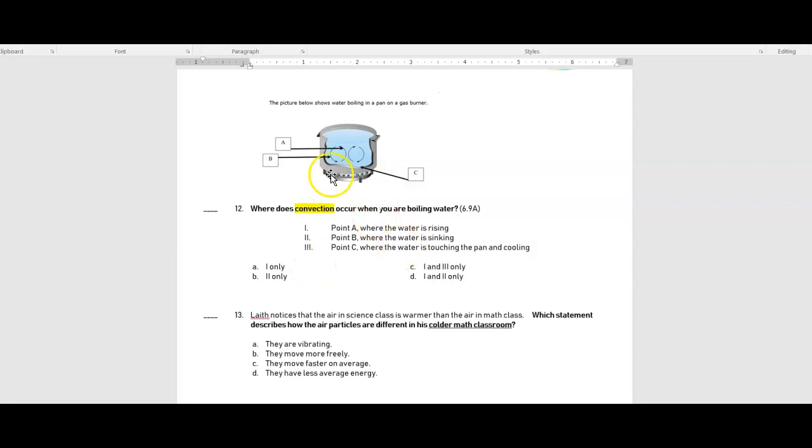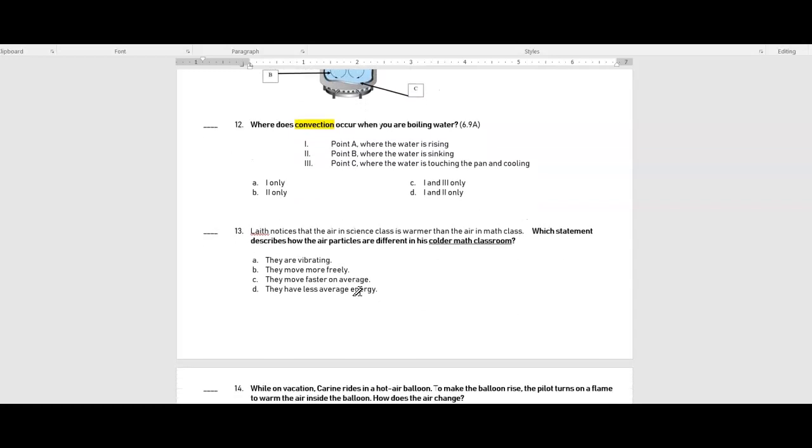So at A only is answer choice A. Answer choice B is at B only. Answer choice C is A and C. And answer choice D is A and B. So, what is your best diagram for showing convection? Convection. Number 13.